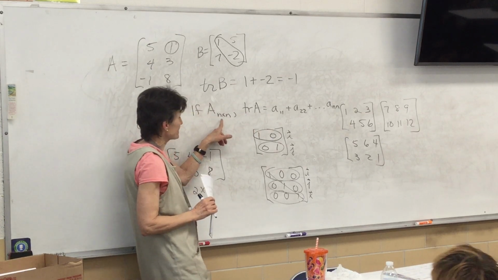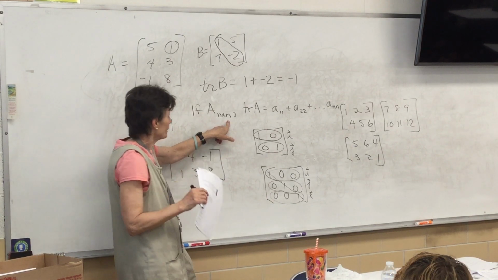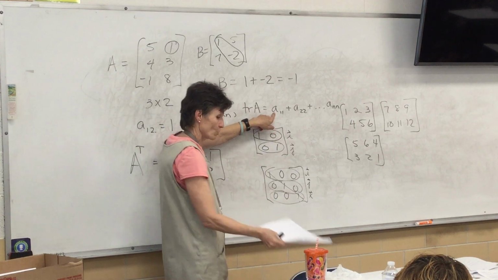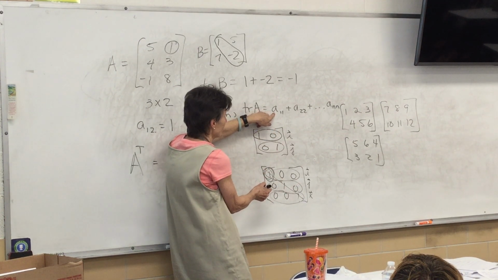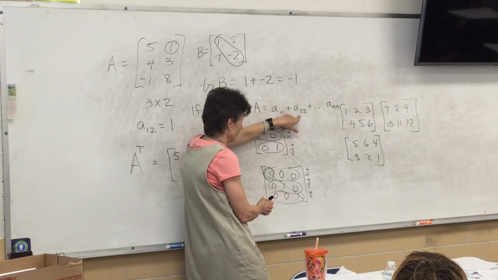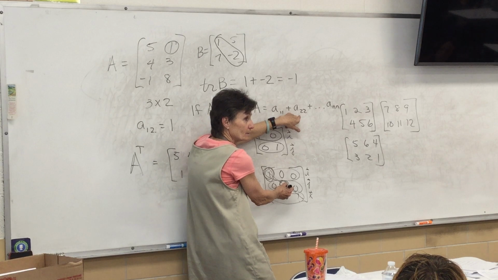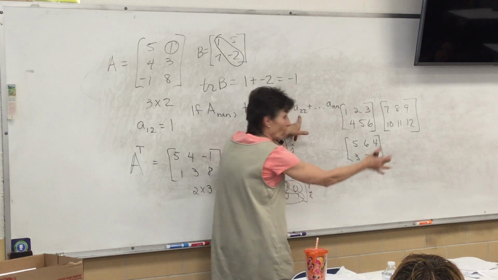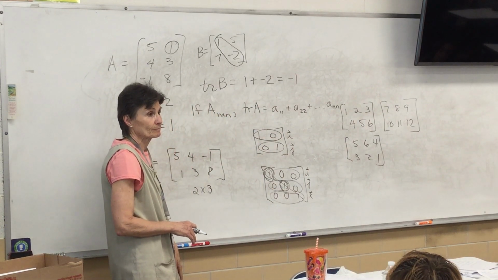If the matrix is n by n, that means it's square. What's the 1, 1 entry? First row, first column. Isn't that right here? What's the 2, 2 entry? Second row, second column, isn't that right here? And then you got the 3, 3, the 4, 4, the 5, 5, all the way to however big it is. That's the trace.